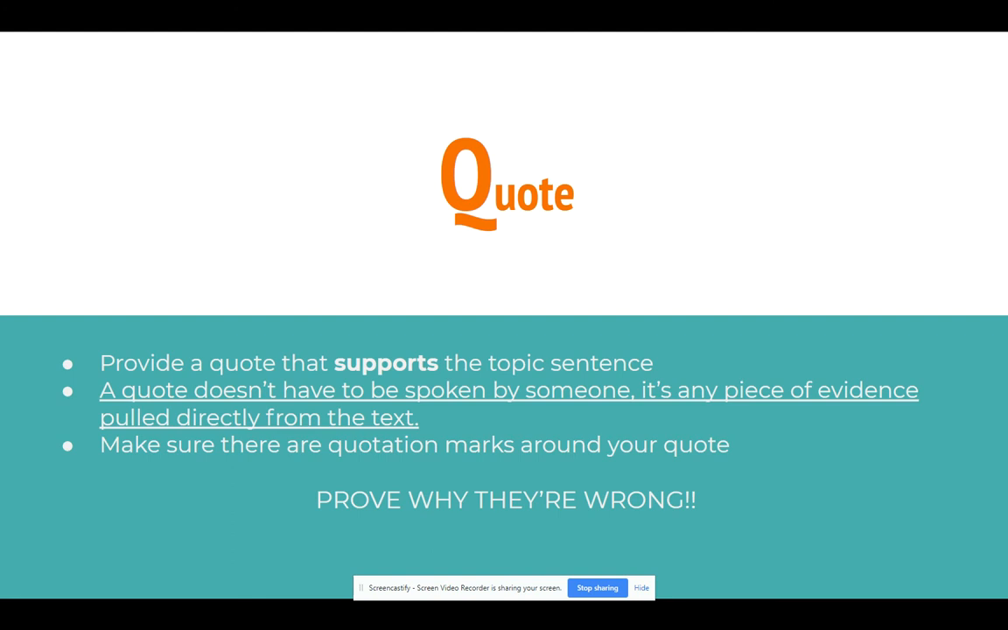And your quote, again, it could be something that a character is saying, or it could just be a piece of evidence pulled directly from the text. But it's got to support your claim, and it's got to say why the counterclaim is wrong. This is where you get to prove them wrong. So find a piece of evidence that supports what you say or that counteracts what they say.